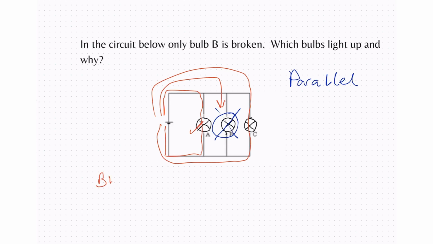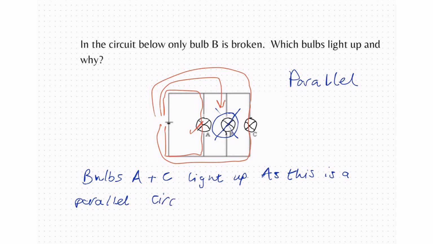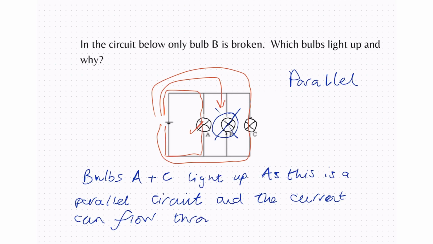Which bulbs light up and why? What we're going to say is that bulbs A and C light up. And the reason is, as this is a parallel circuit, the electricity or the current can flow through those branches still.